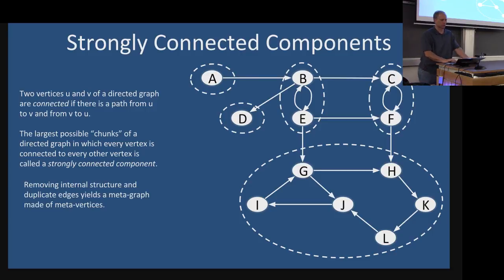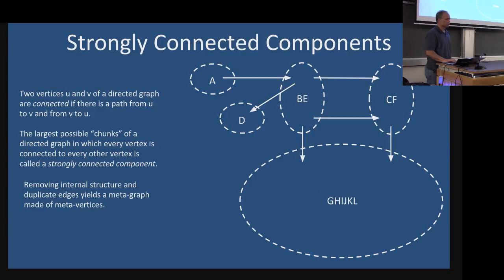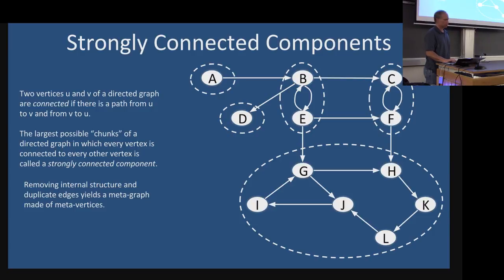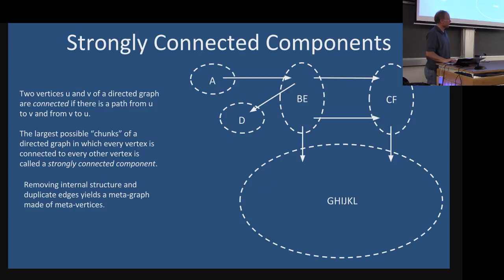Now look what I'm about to do. I'm going to remove the internal structure of these SCCs. I'm just going to remove the edges. Okay? So I just remove the edges, and I rename the vertices. Now the dotted things are the vertices. And that's almost a directed graph. Why is that not quite a directed graph? Yeah? There's two edges from BE to CF. Right, so we get rid of one of them.